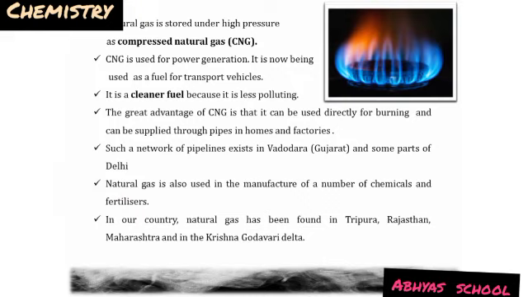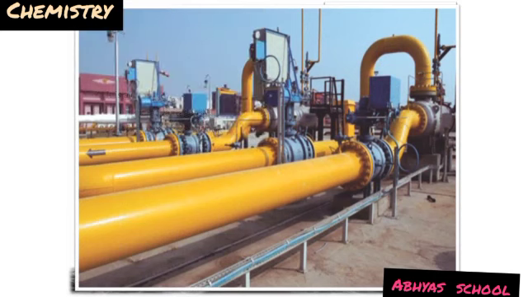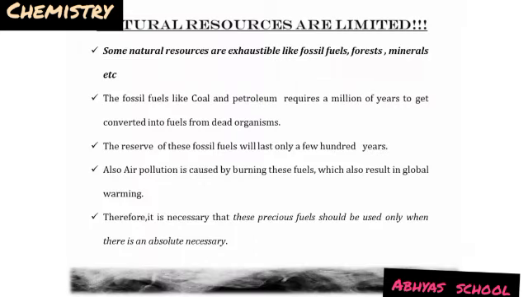And in our country, natural gas has been found in Tripura, Rajasthan, Maharashtra and the Krishna Godavari Delta. So these are the pipes that are used to transport natural gas from one place to another. So the last section of this chapter is natural resources are limited. We studied about some of the exhaustible natural resources like coal, petroleum and natural gas, and these natural resources take about millions of years to get converted into fuels from dead organisms, and the reserves of these fossil fuels will last only a few hundred years.